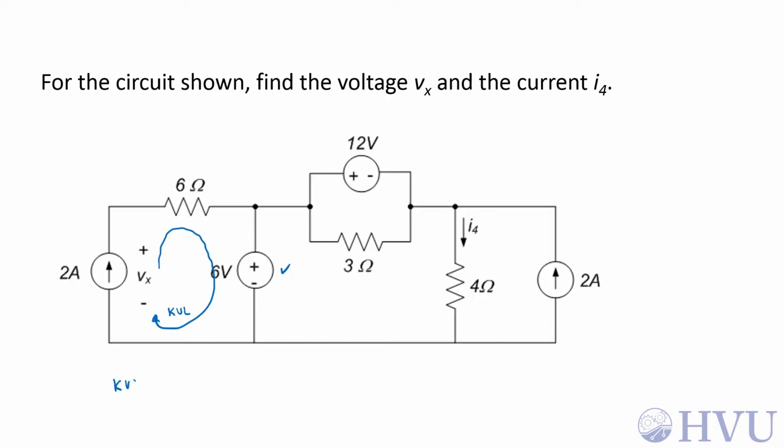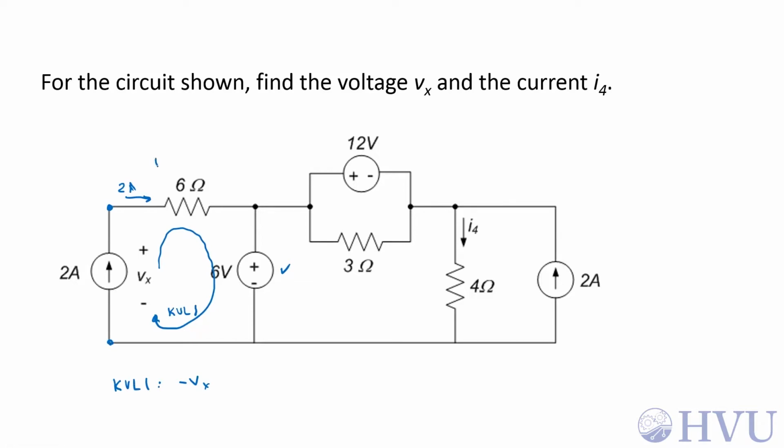So KVL 1. If I start at this terminal, I see a minus V sub x. Now I need the voltage across this resistor. I can find that voltage with Ohm's law if I know the current. KCL at this terminal here tells me that this current is 2 amps because the sum of the currents entering the node has to be equal to the sum of the currents leaving the node.